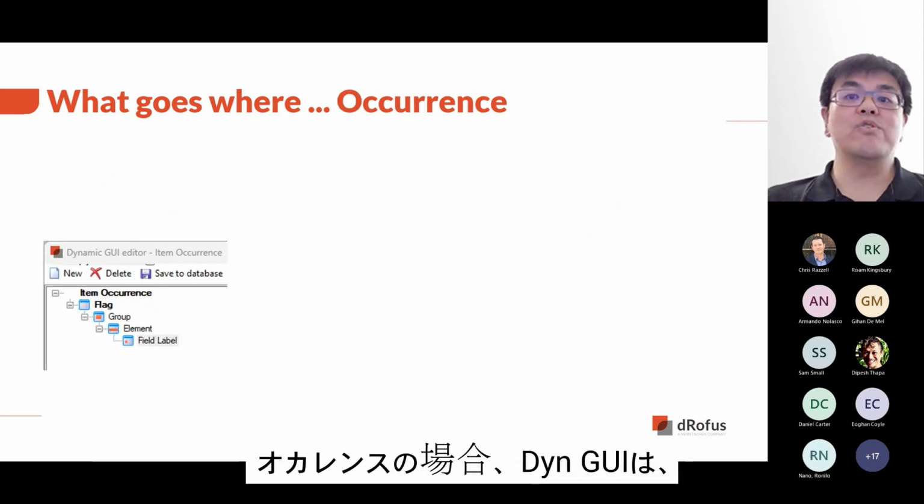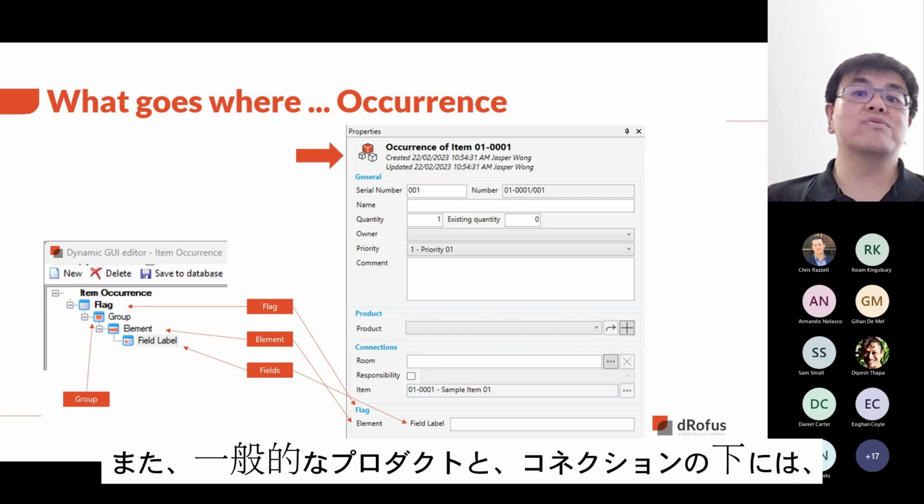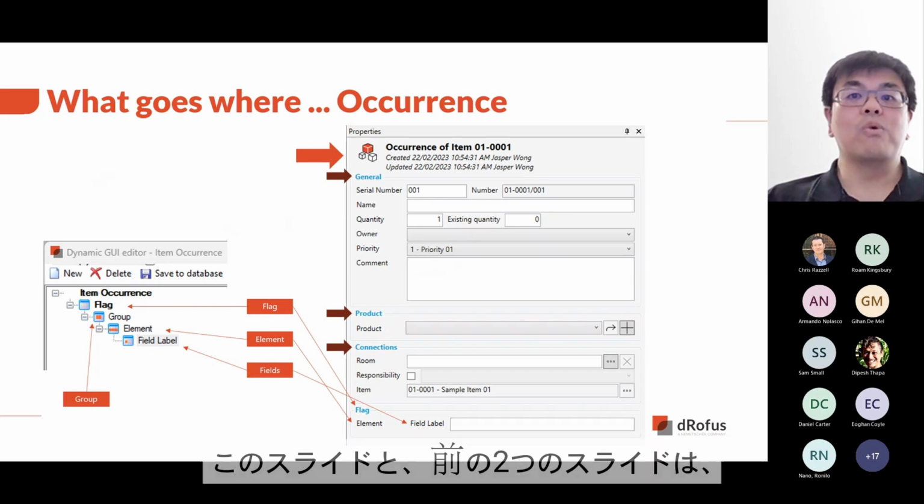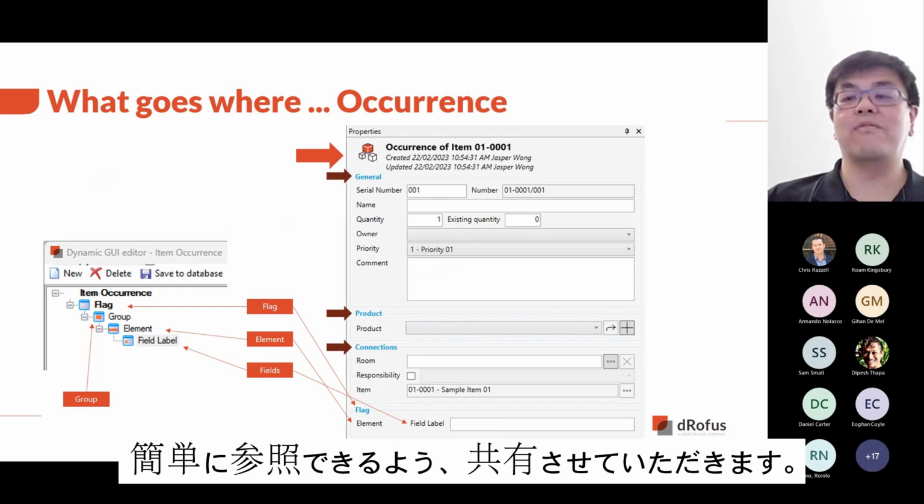For occurrence, the DynGUI is displayed in the occurrence properties windows. And we also have a number of out-of-the-box fields under general, product, and connections. We will share this and the previous two slides for your easy reference in our follow-up email.